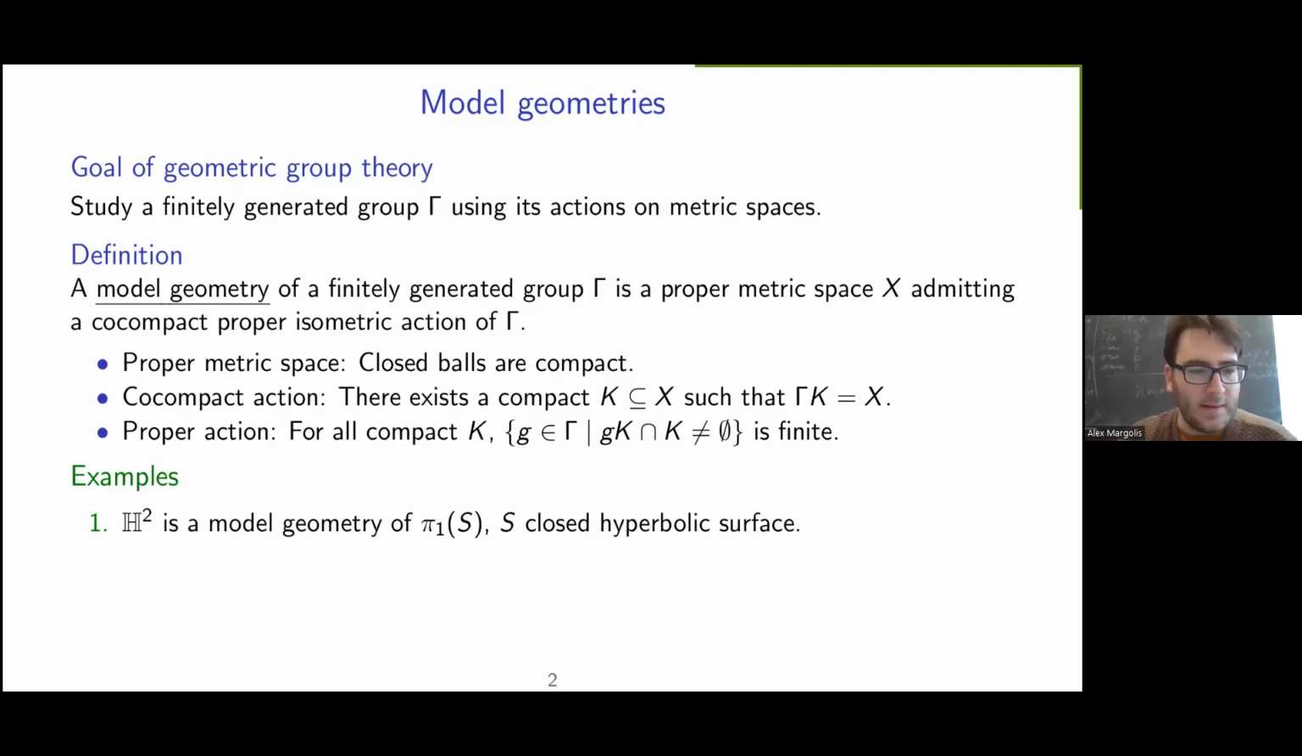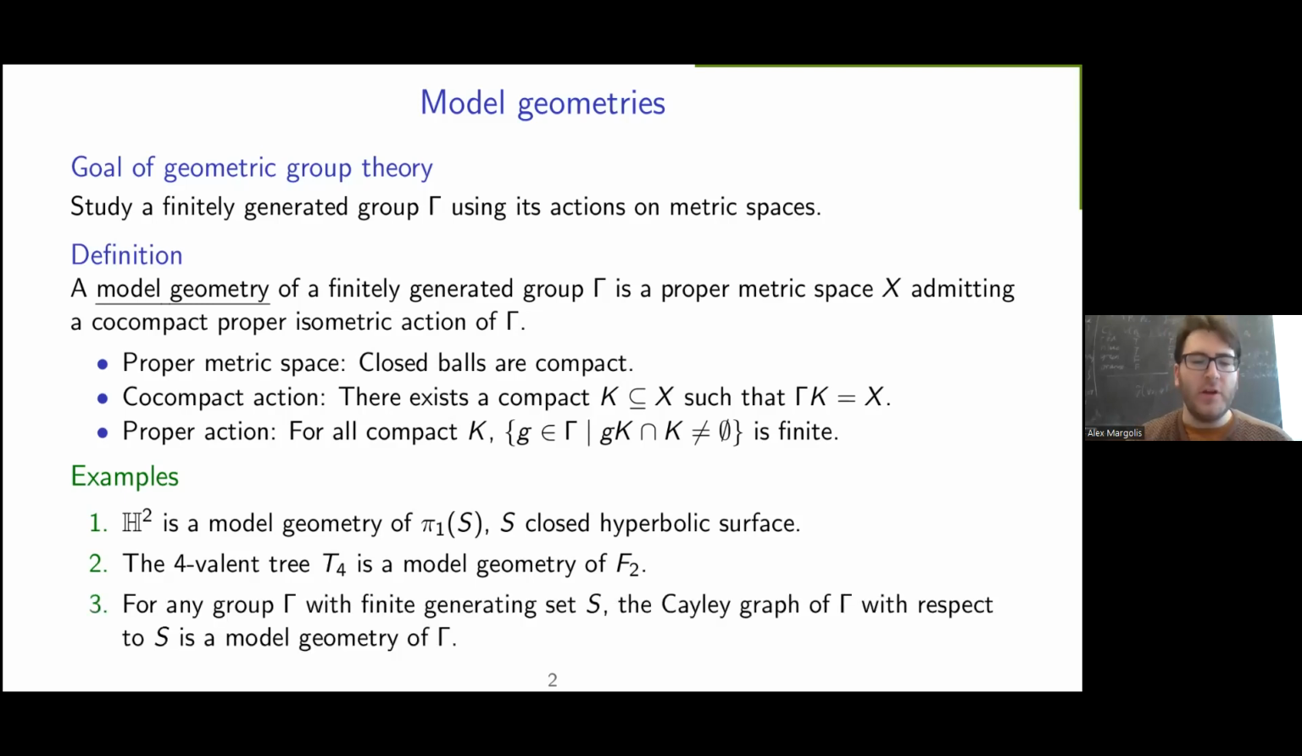And there are lots of familiar examples appearing in geometry and topology. If we have the fundamental group of a closed hyperbolic surface, then we equip the surface with a hyperbolic metric, and the fundamental group acts isometrically on the universal cover, which is the hyperbolic plane. So the hyperbolic plane is a model geometry of the fundamental group of a closed surface. And the free group of rank 2 has a model geometry that's the 4-valent tree.